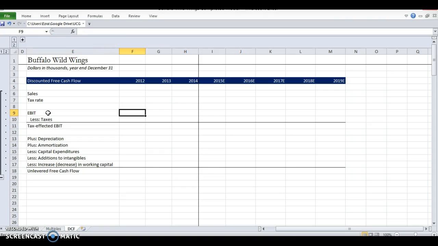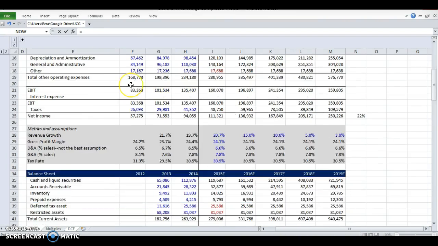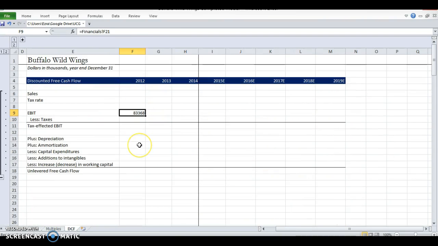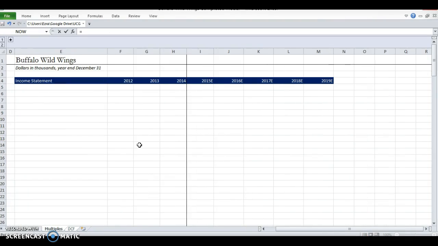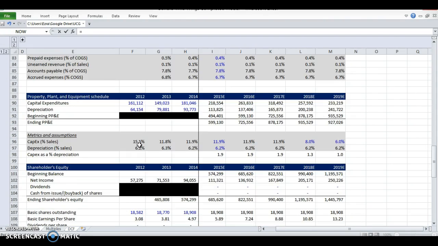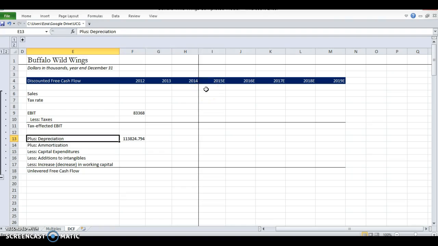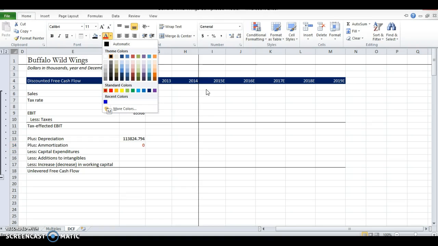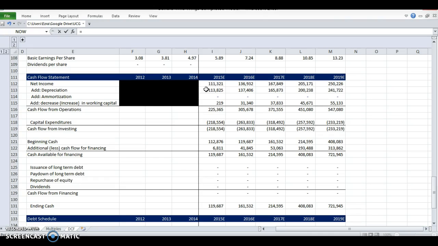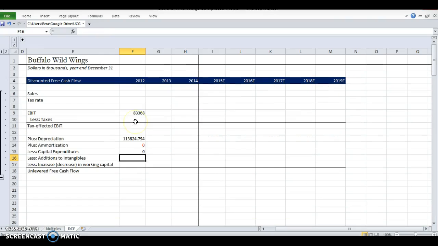So first thing I'm going to do is link the EBIT to my income statement from the other sheet. I'm going to link depreciation to my cash flow statement. We don't have any amortization. We know that from building the model. I'm going to make this red. We do have CapEx. Let's link that to, again, our cash flow statement. We don't have any additions to intangible.